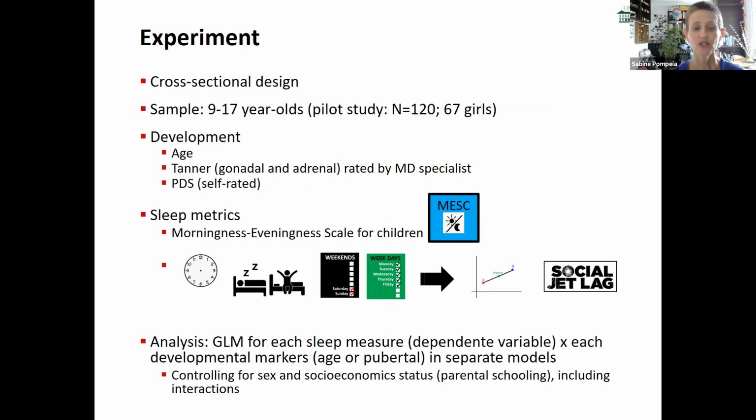We analyzed this data with general linear models for each one of the sleep measures and looked at how they changed according to each one of the developmental markers in separate models. We controlled in this case for sex and also for socioeconomic status, which is particularly important in places such as Brazil, because we know that more disadvantaged children usually sleep much less. And also because socioeconomic status has an important impact on pubertal development.